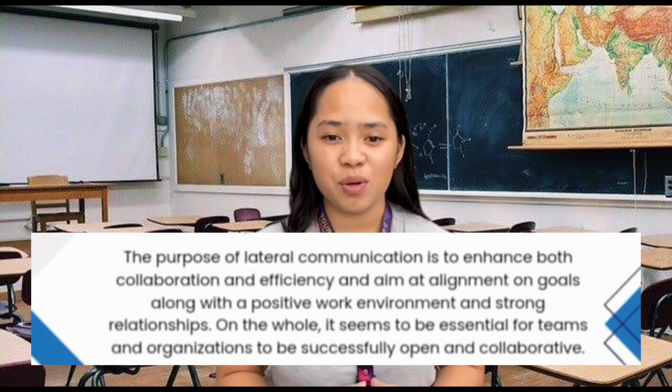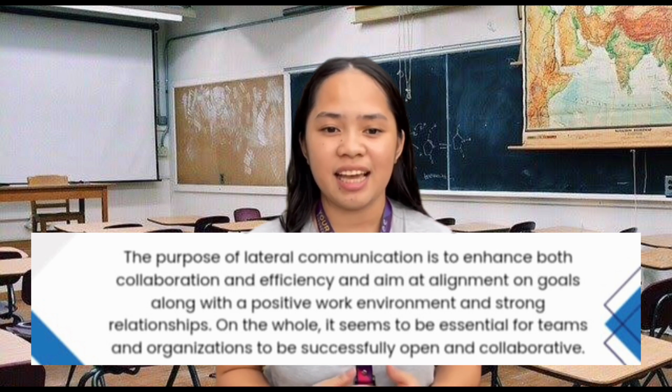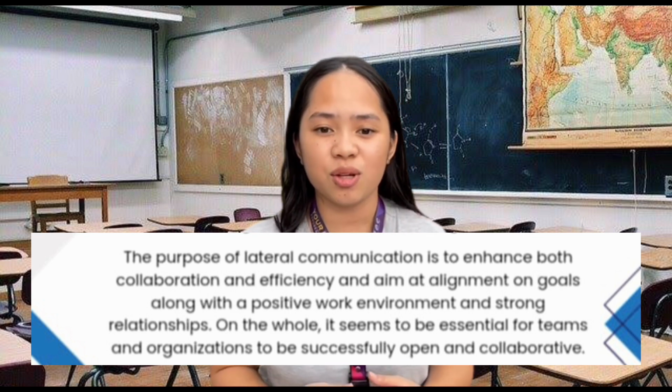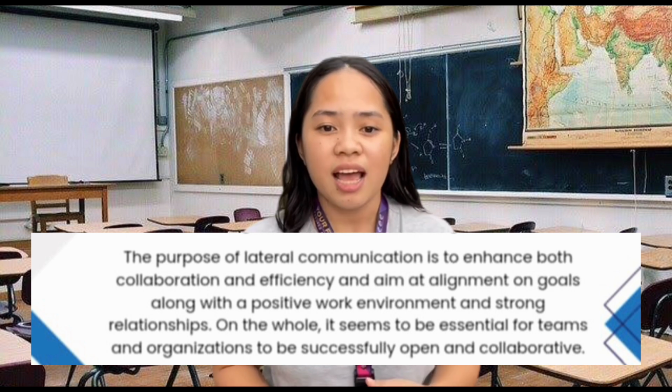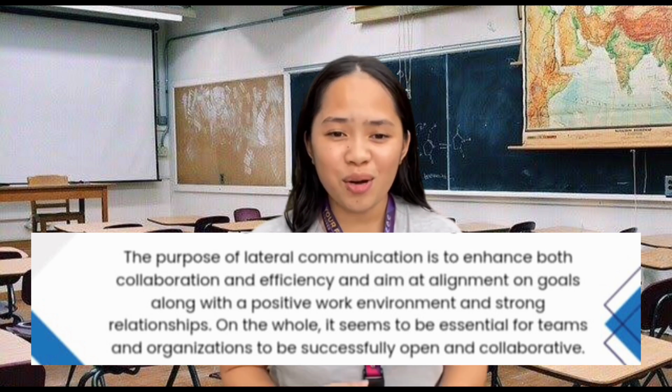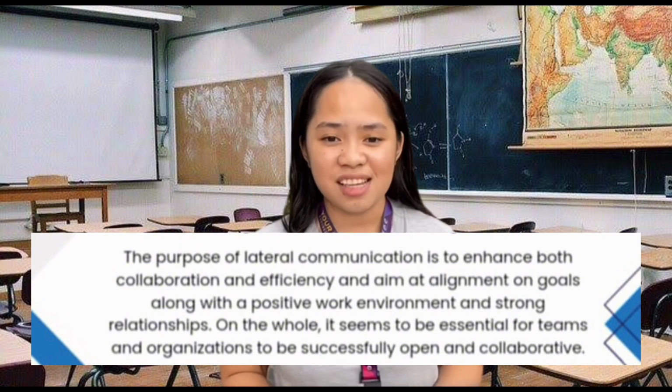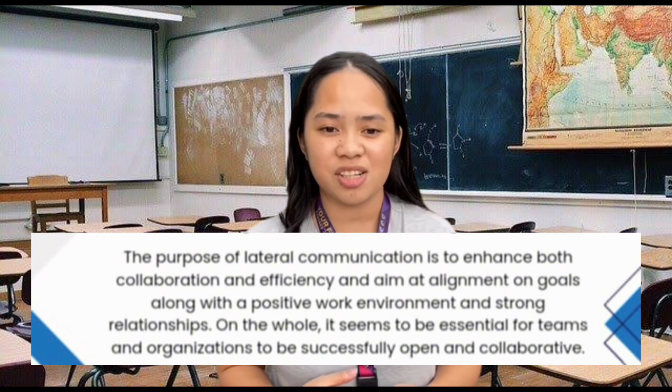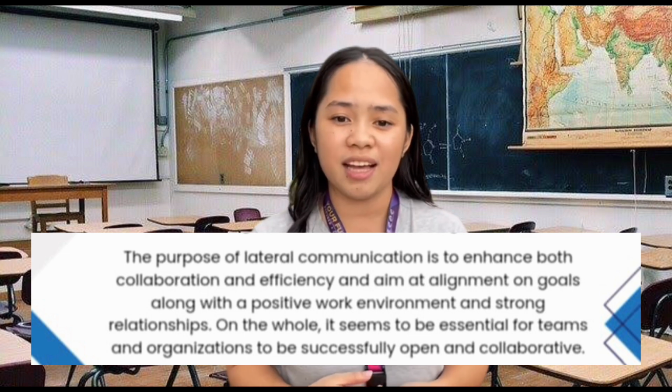The purpose of lateral communication is therefore to enhance both collaboration and efficiency and aim for alignment on goals, along with a positive work environment and strong relationships. On the whole, it seems to be essential for teams or organizations to be successfully open and collaborative.